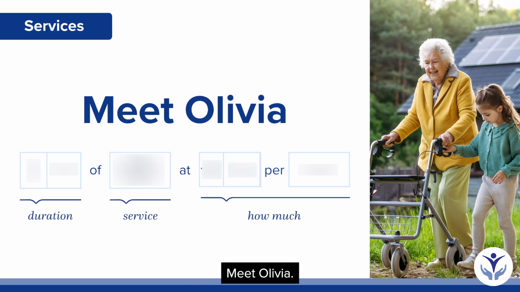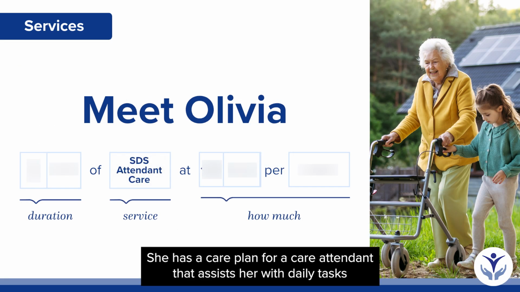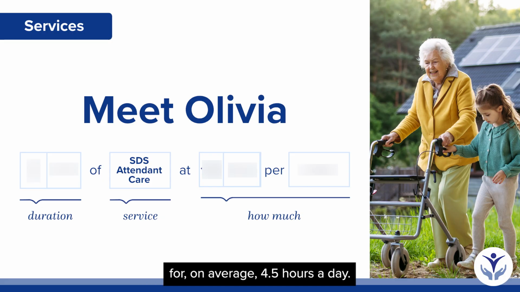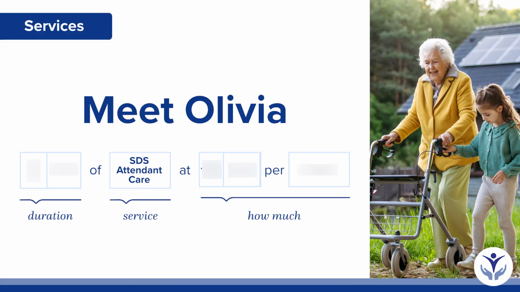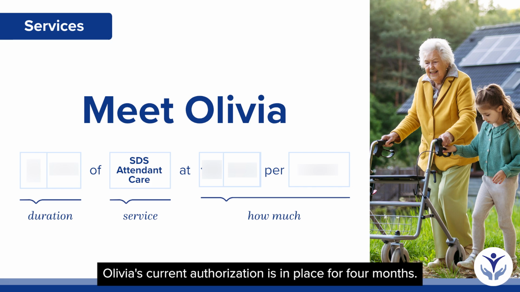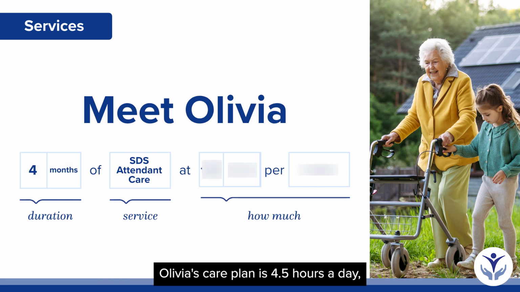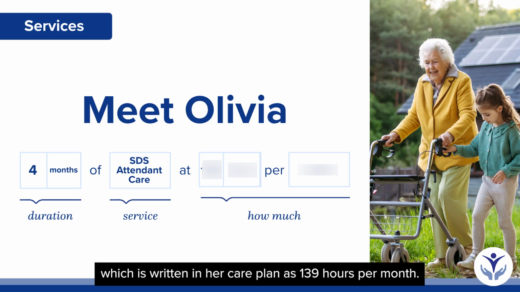Meet Olivia. She has a care plan for a care attendant that assists her with daily tasks for on average 4.5 hours a day. Remember that services are continuous, but they are packaged in these time frames. Olivia's current authorization is in place for 4 months. Olivia's care plan is 4.5 hours a day, which is written in her care plan as 139 hours per month.